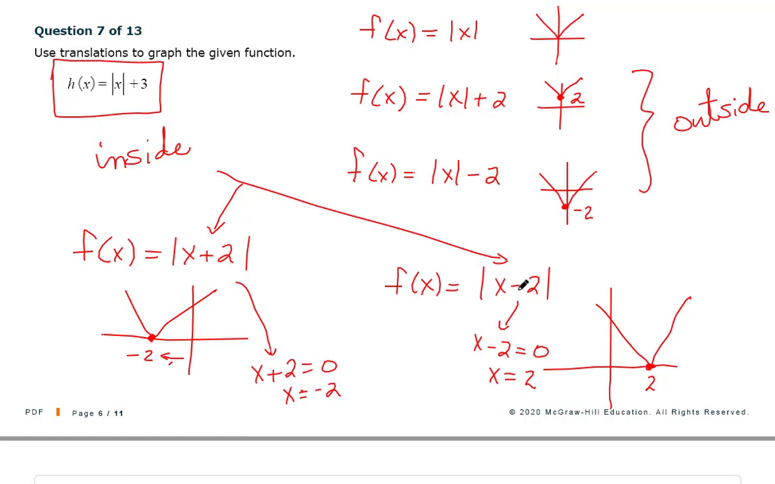Here, when it's x minus 2, then x minus 2 is 0. I get x is 2. And so it actually shifts to the right by 2. So now that we know all this, we've got absolute value of x plus 3. Well, I see it's on the outside. It's just like the plus 2 and minus 2. So it's going to grab my basic shape and move up by 3.